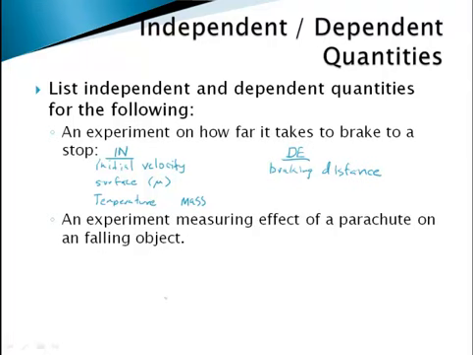Let's talk about the effect that a parachute might have on a falling object. So again, let's list some of the independent quantities that might be involved and some of the dependent quantities. I think probably the most important dependent quantity, something we can't directly control, would be how fast we hit the ground. I can't specifically say I want to hit the ground at exactly 14.3 meters per second. It's not something I have control over. But that's certainly something we would want to understand because that determines whether or not we live or die, probably. So let's call that the impact velocity.